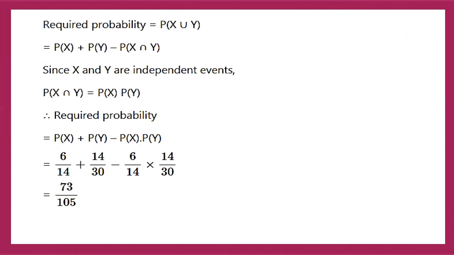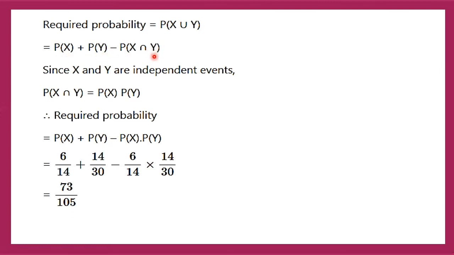Now the first question we will solve, using the above data. The first question was to find the probability that the problem is solved if they try independently. So the required probability is P of x union y, that is either x or y. We should get the problem solved. That is by formula P of x plus P of y minus P of x intersection y.